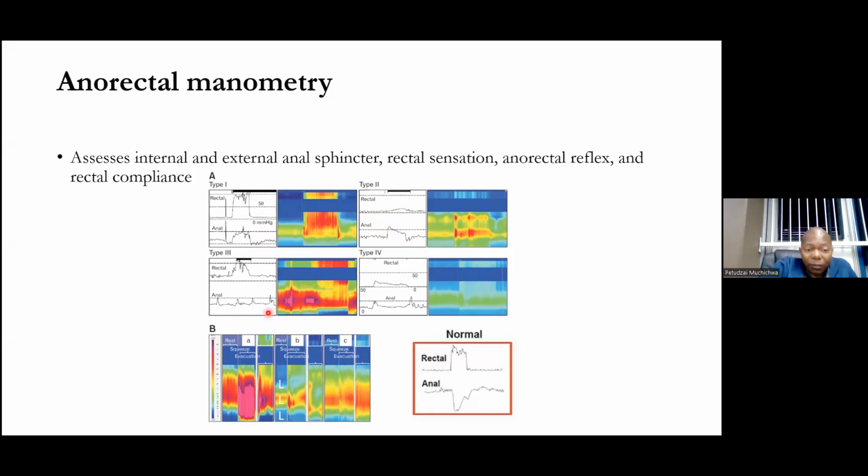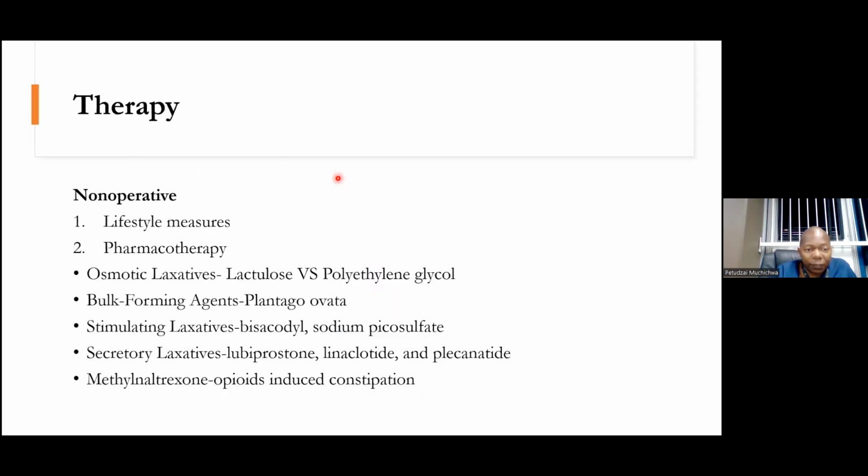In type 3, you do have enough rectal pressure. However, there is less or no anal relaxation. In type 4, we have no pressure in the rectum, and there is no relaxation or little relaxation, often referred to as less than 20% relaxation. So this is the usefulness of anorectal manometry. We can gather this information, and after gathering it, we'll discuss later on the therapies that are appropriate for these patients.